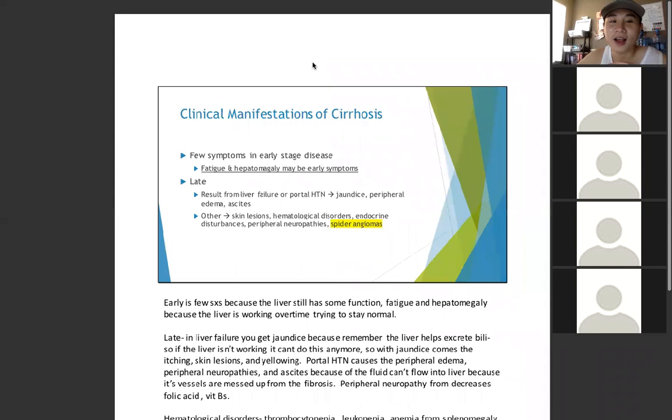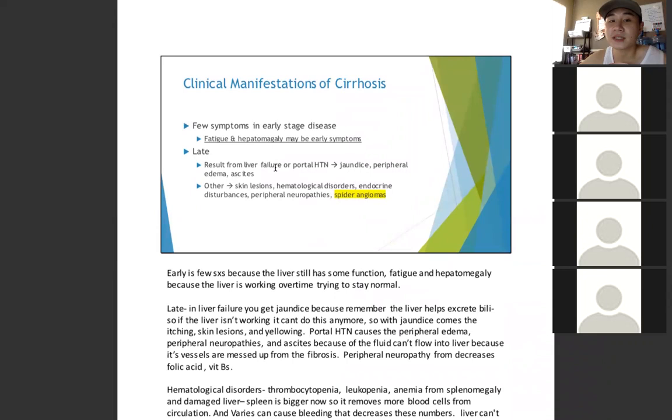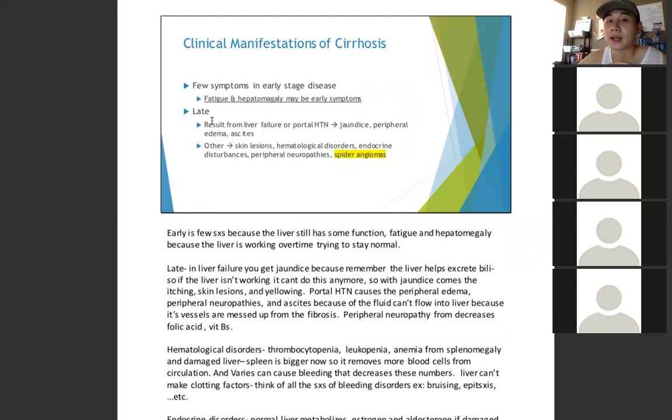At first, the patient will have very few symptoms in the early stage of the disease. They will have just fatigue and maybe enlargement of the liver cells. Those are early symptoms. However, when they progress to a later stage, they will have liver failure as a result of the portal hypertension, high pressure in the portal vein.